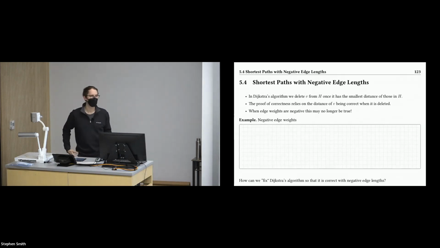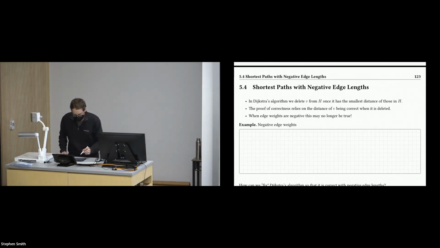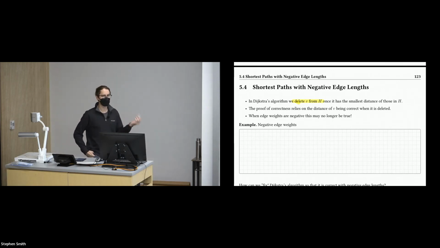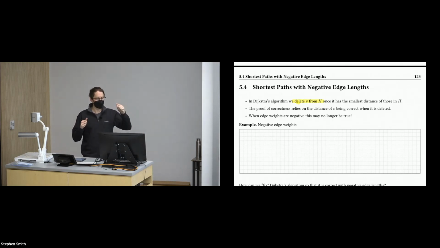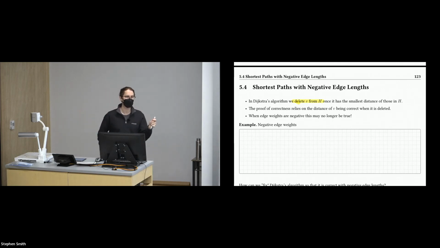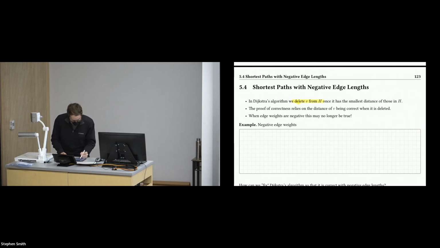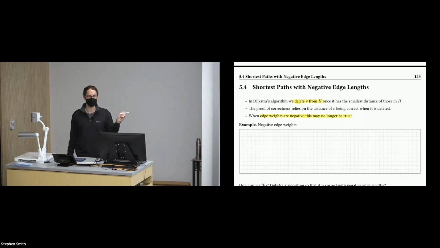So in Dijkstra's algorithm, as I talked about yesterday, we delete a vertex from H once it has the smallest distance among all those vertices that are in H. And the proof of correctness relied on this fact. We were able to prove that the distance had to be set correctly at the time it was deleted. If some of our edges have negative lengths, this may no longer be true. There were a few questions on Piazza about this last night, so let me give you an example and then I'll tell you a little bit more about this.